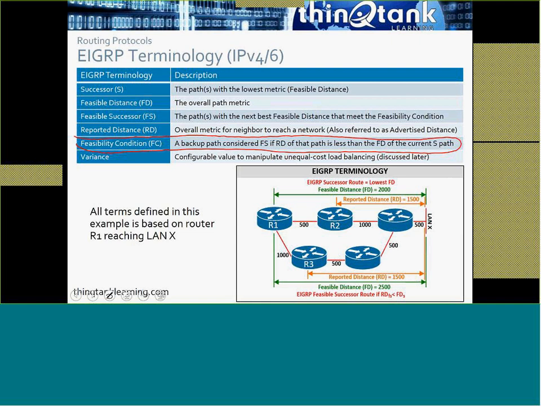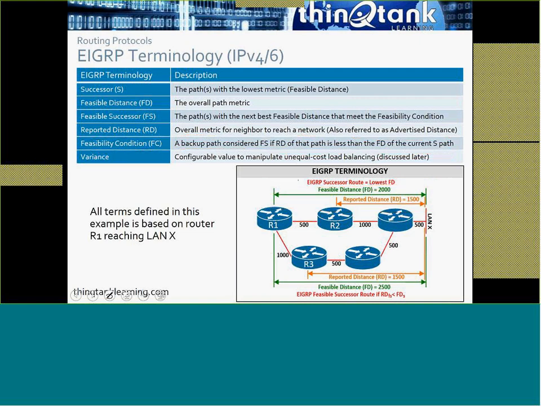So we have to break this down, and I drew a little diagram here to help you understand what we're talking about. All right? Very important concept. Feasibility condition and feasible successor have nothing to do with the best path. Ultimately, the best path is chosen based on only one value, and that is the path metric, which is the distance to get from point A to point Z.